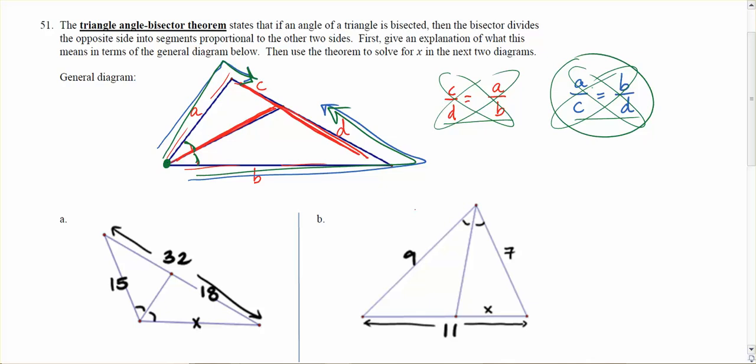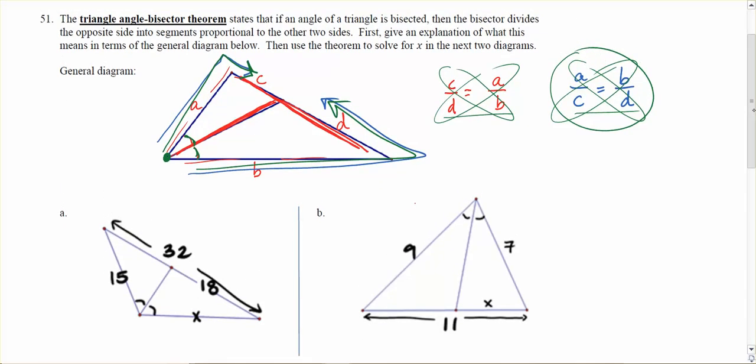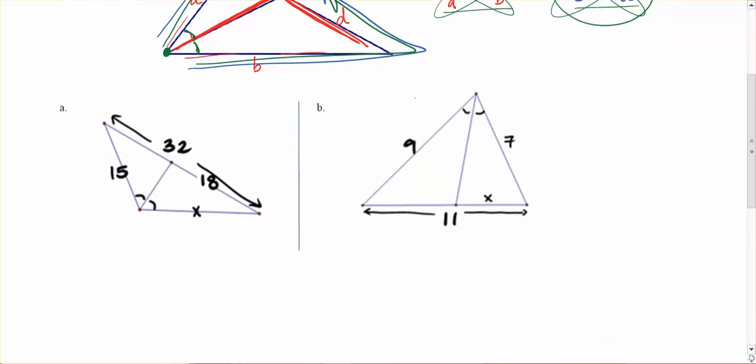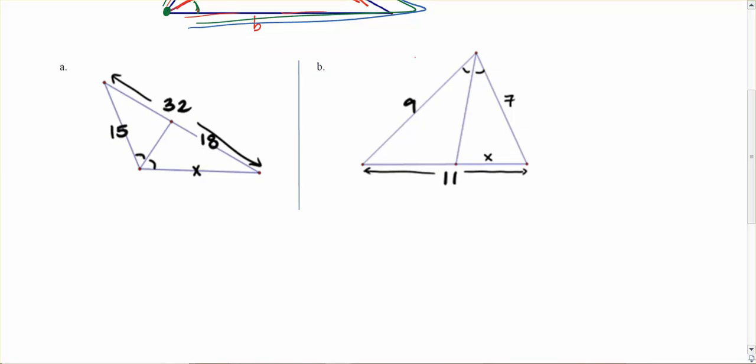Okay. So let's try it with number 51A down here. Here's our angle bisector. This side's 15, this side's x, this is 18, and the whole thing is 32. So if the whole thing's 32 and one part is 18, then the left over here is 32 minus 18, which is 14. And then if we use that idea of going out and coming back in, 15 over 14 equals x over 18. That's using the triangle angle bisector theorem.